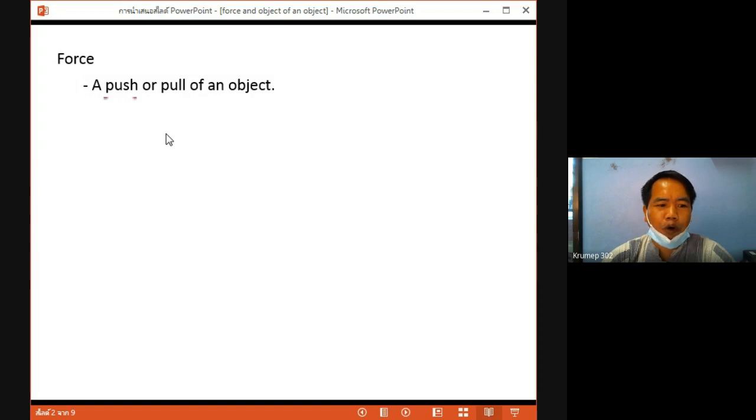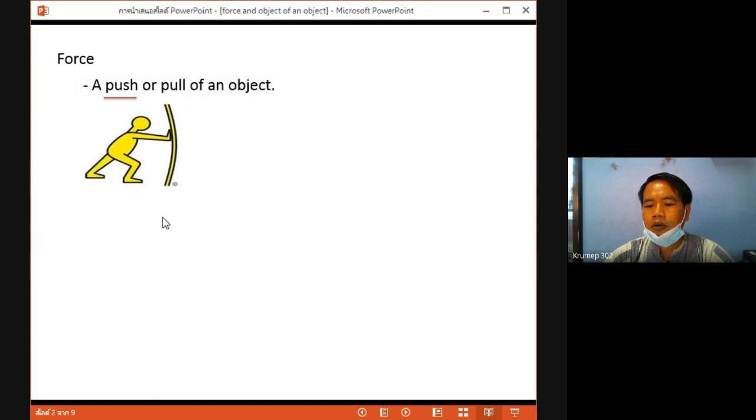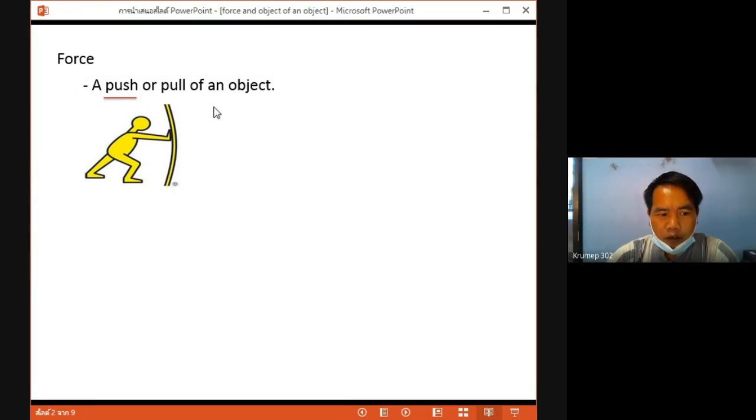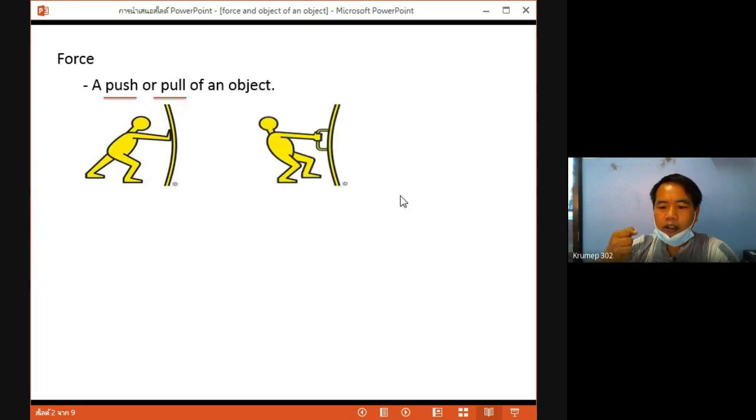If we see push, we have here the picture. If you are entering your house, you will push the door. Understand? Okay, very good. So that is push. And if we see pull like this, we are going to pull the door.